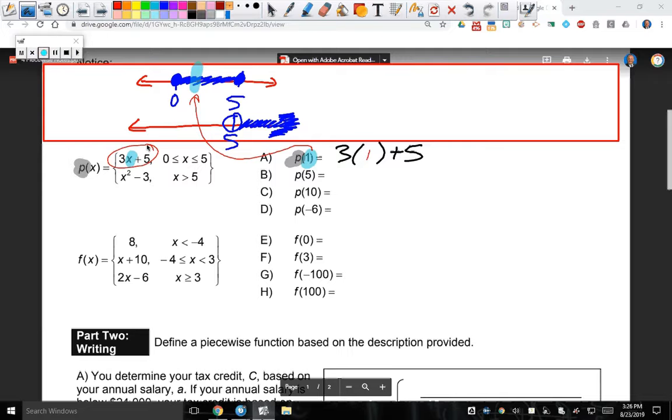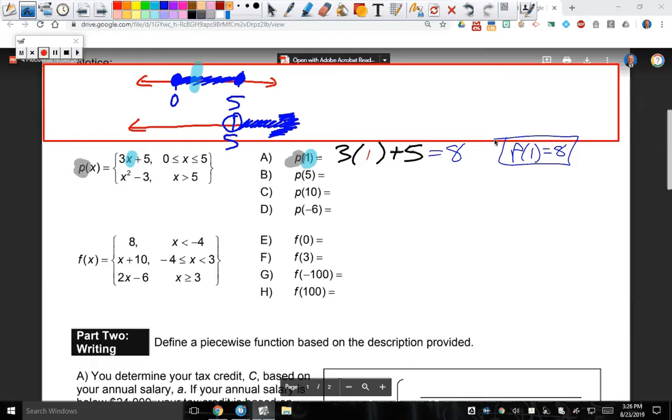Okay, wait for it. I know what you're thinking. Wait for it, okay? It's coming. I just don't want you to steal the thunder. Here you go. Now, what am I going to get, guys? 3 times 1 plus 5? 8. So P of 1 is 8.